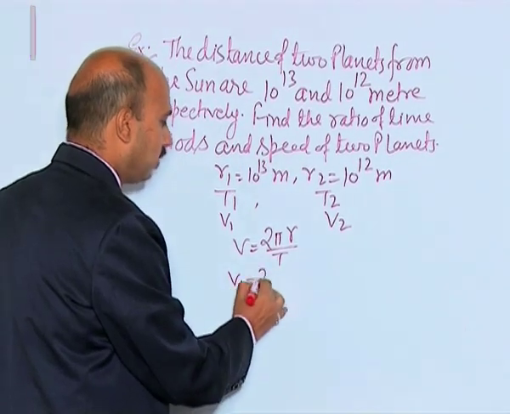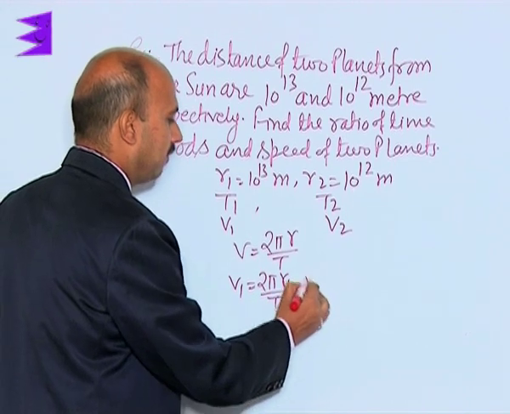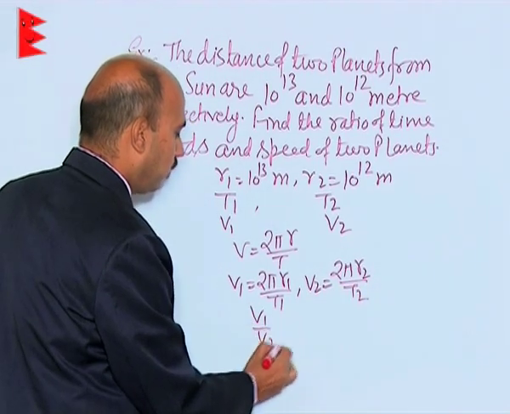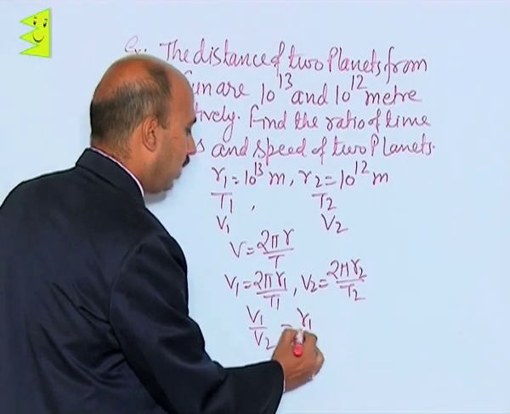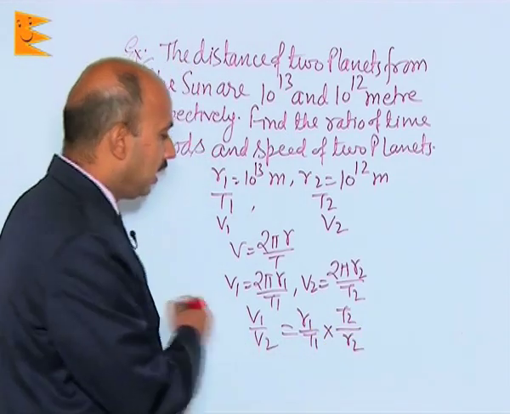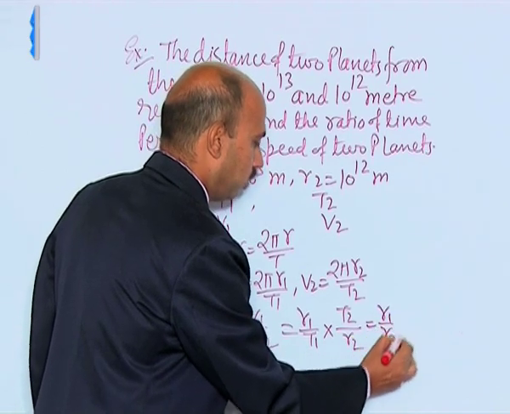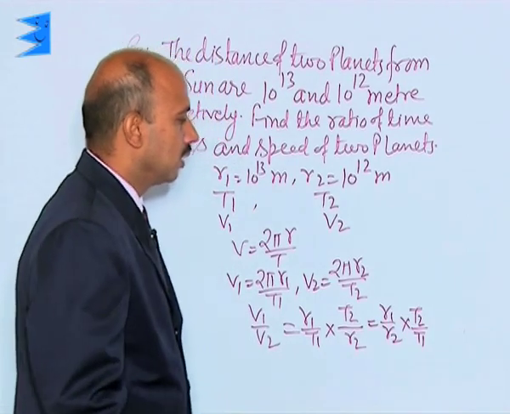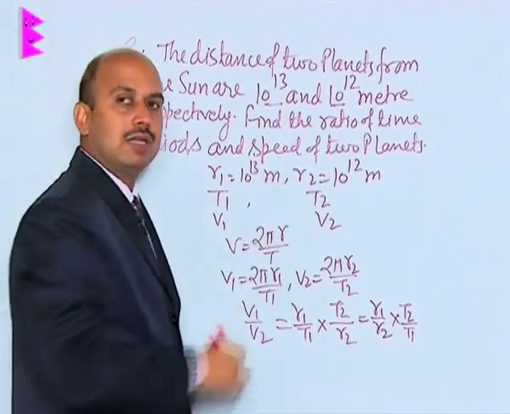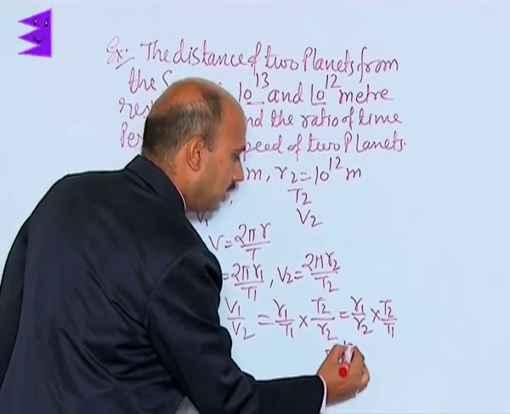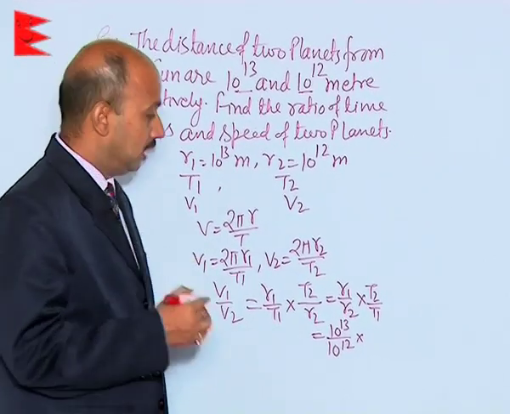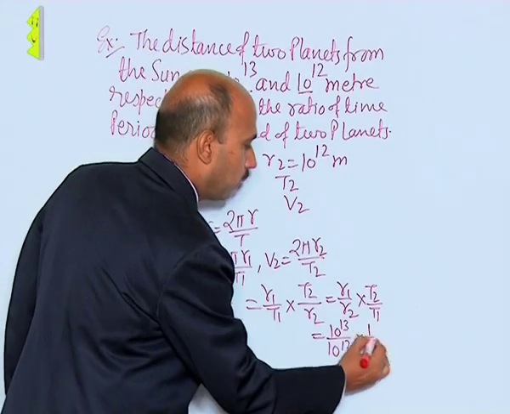So we can write v1 is equal to 2 pi r1 upon t1 and v2 is equal to 2 pi r2 upon t2. So v1 upon v2 can be written as r1 upon t1 multiplied by t2 upon r2. So we can write r1 upon r2 into t2 upon t1. We know the value of these. r1 upon r2 is 10 raised to power 13 divided by 10 raised to power 12. So we can write 10 raised to power 13 divided by 10 raised to power 12 into, t1 upon t2 was 10 root 10, so that will be 1 upon 10 root 10.